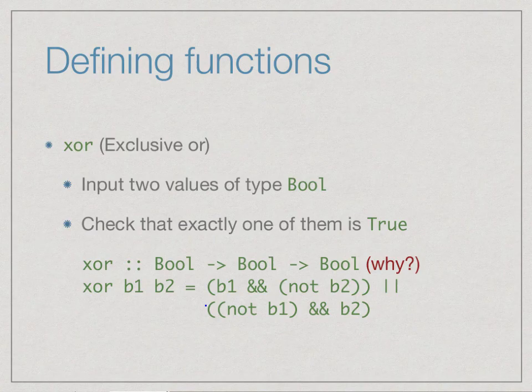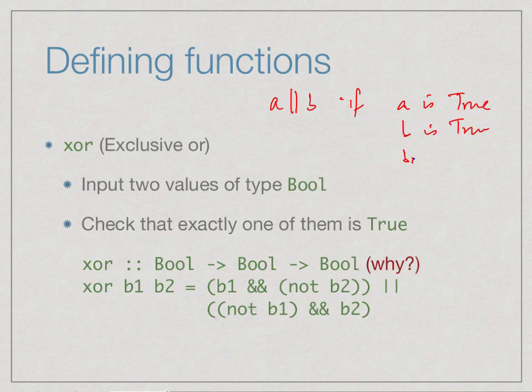So let's now define a more complicated function than square. Let's, for instance, define a function on Boolean values. So we saw the function OR. A or B is true if A is true, B is true, or both. So this is the so-called inclusive OR. This is true if either one or both of the values are true. The exclusive OR is a function which requires precisely one of the values to be true. So it takes two inputs of type Bool and checks that exactly one of them is true.